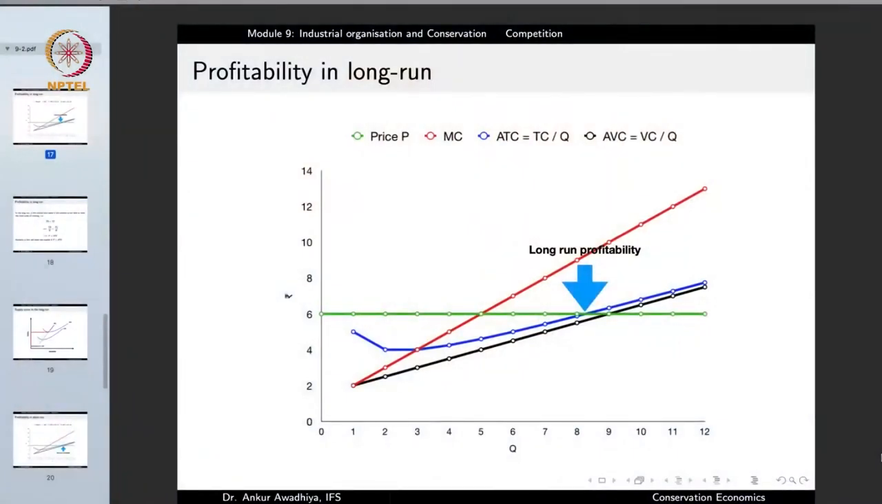And so we should continue the production in the long run if the price is greater than the average total cost. So we will continue to produce goods till this point where the price is greater than the average total cost. After this point, the price is less and the average total cost has increased. So now we are moving into a point of loss. And so we should not cross this point, but this is the point for long-term profitability.